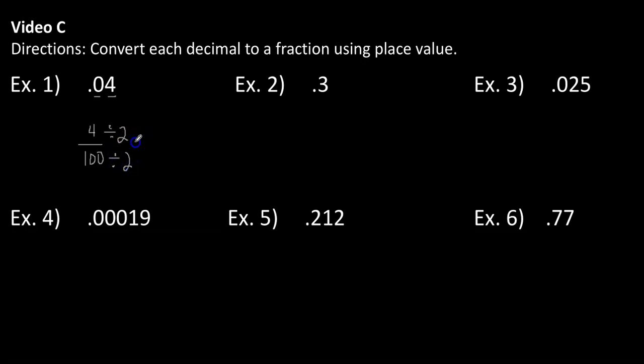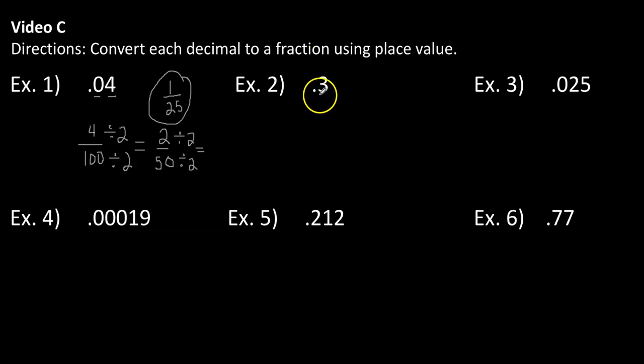Sorry, this is a little messy. So 4 divided by 2 is 2, and 100 divided by 2 is 50. And I'm realizing now I should have divided by 4 right away. But no worries, we'll just divide by 2 again. Dividing by 2 twice is the same as dividing by 4. And we end up finally with 1 over 25 as our most simplified form. So we just converted our first decimal to a fraction.